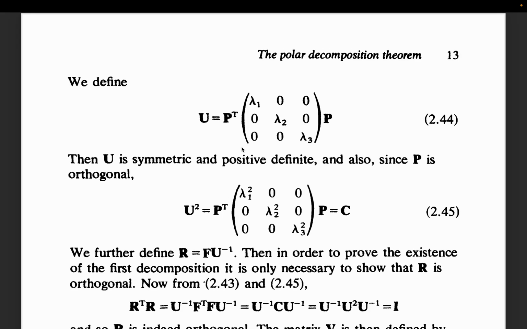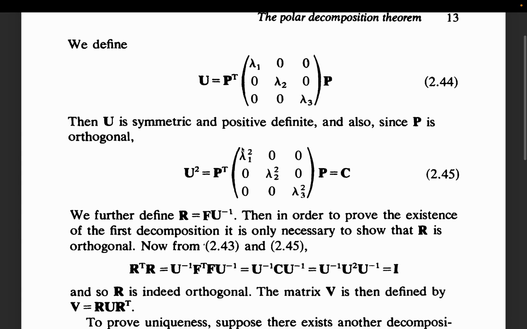With this U, you can construct R, and one has to show that this R, constructed as F U inverse, is orthogonal. So from this theorem we can show that a non-singular square matrix can be expressed using one orthogonal matrix and a positive definite symmetric matrix. Thank you.